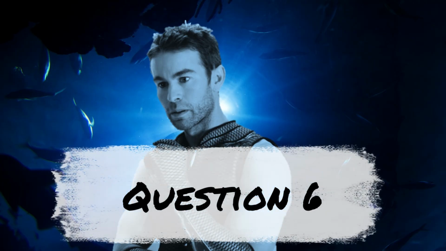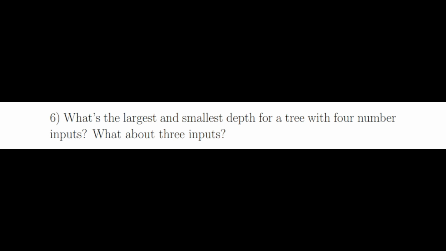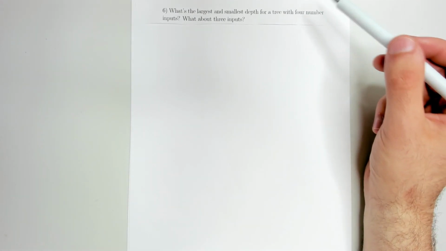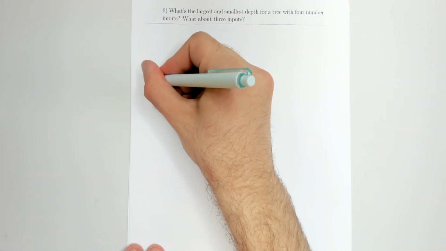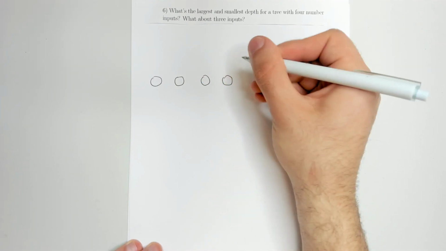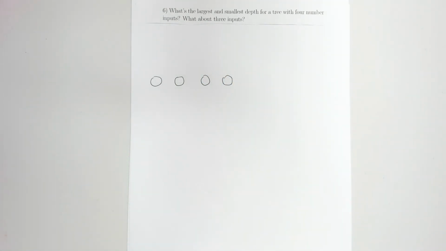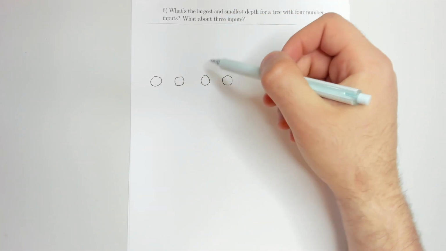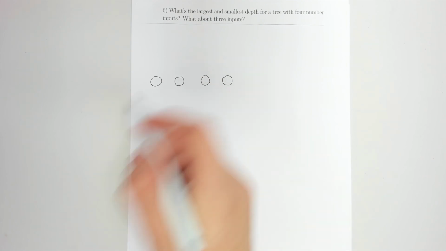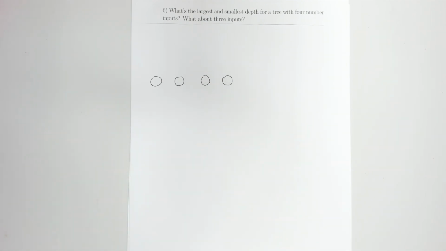Question 6. All right, on to the last problem here. So this says, what's the largest and smallest depth for a tree with 4 number inputs? So this is basically saying if I have 4 numbers right here, whatever we choose them to be, what's the largest and smallest depth of the tree? So what's the tree that we can construct from these 4 numbers that has the largest depth, and what's the tree we construct from these that has the smallest depth?